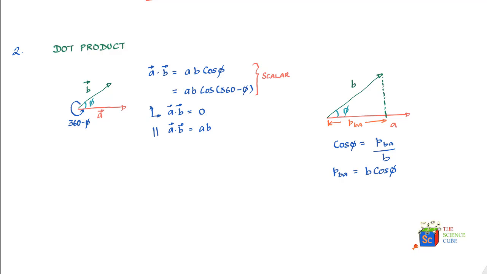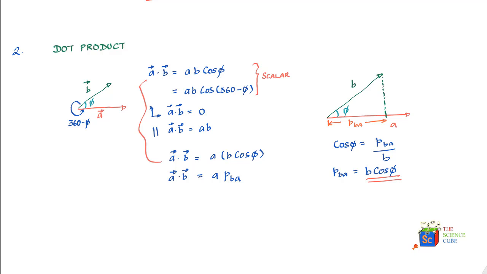Now let's get back to the dot product of A and B, and what you would see is that you can write this A dot B as equal to A times B cos phi. And here B cos phi is nothing but the projection of B on A. So you can write A dot B is equal to A times the projection of B on A.